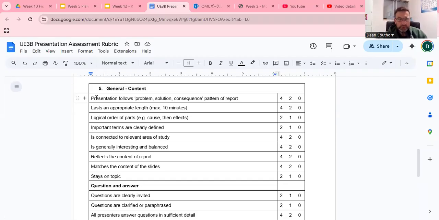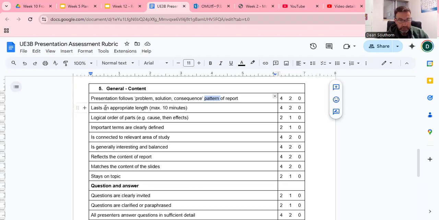So, to start, the presentation follows the problem, solution, consequence pattern of the report. So yes, it's following the pattern, not exactly word for word, hopefully, but following the pattern.